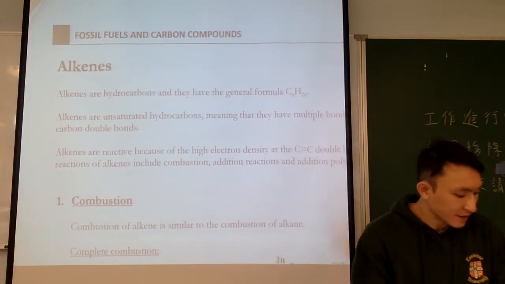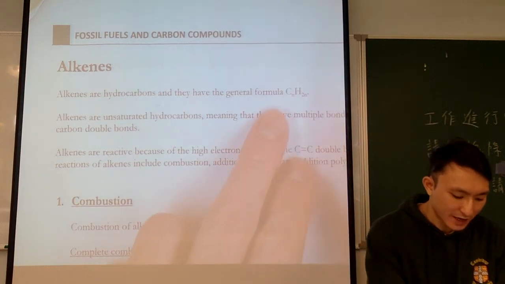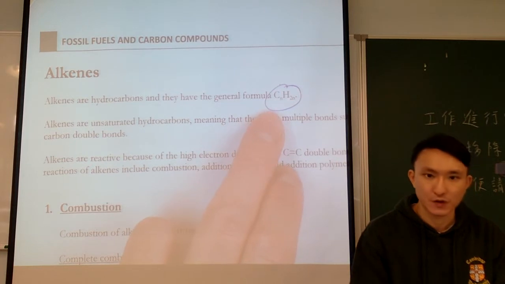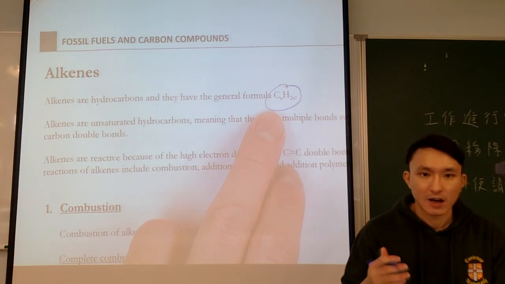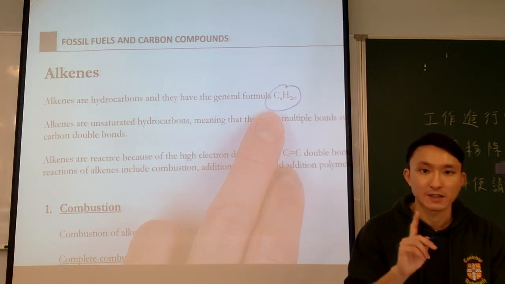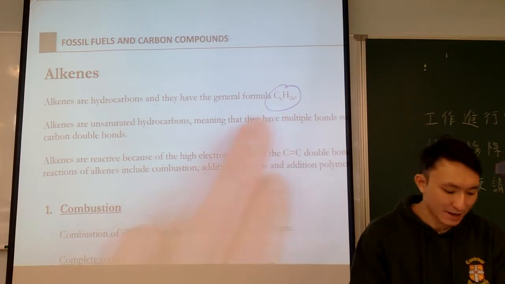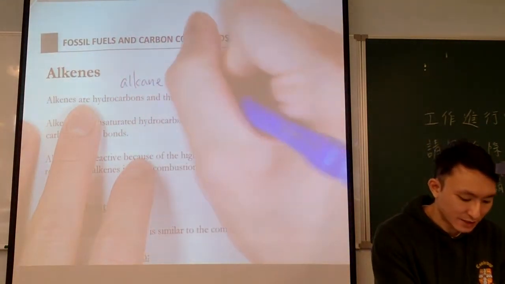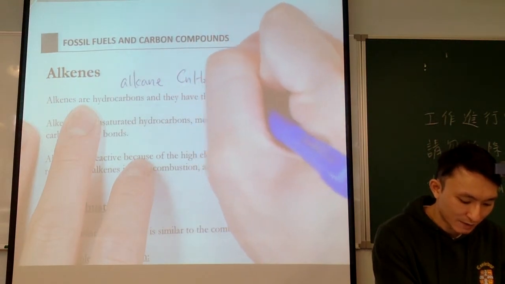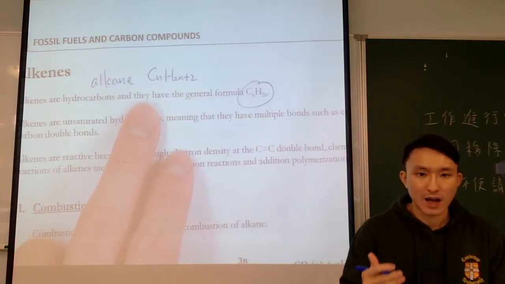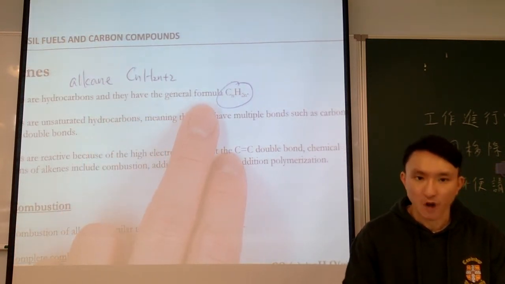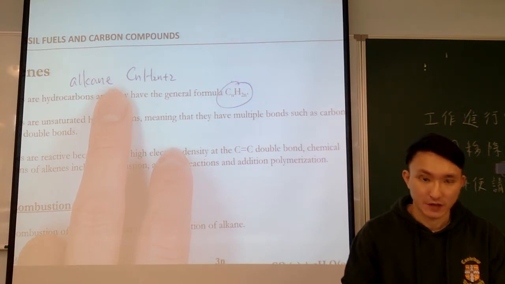Okay, now for alkenes, first of all you need to recognize that the general formula is CnH2n. For those of you who don't want to memorize all those general formulas, all you have to do is memorize the general formula of alkane. So for alkane, the general formula is CnH2n+2. Okay, so how do we figure out the general formula of alkene from alkane? Actually, it's not very difficult.